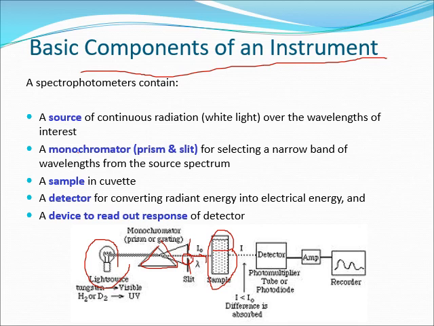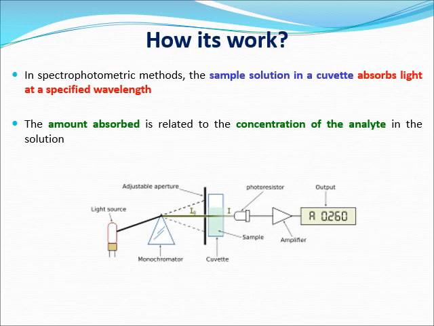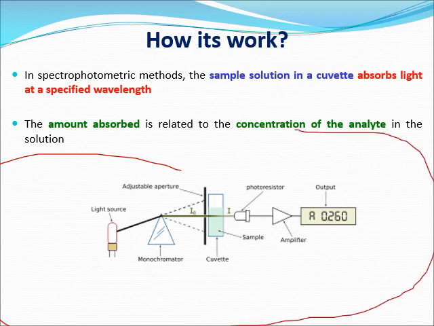And then there is the sample that you put in the cuvette. Then the machine has a detector, to convert radiant light energy into electrical energy. So it will detect the concentration of your samples and then record the value. How does this spectrophotometer work? The sample solution inside the cuvette will absorb the light that comes out from the prism and passes through the slit. The slit has only a small opening. So the light passes through the slit, then goes through the cuvette, your solution inside the cuvette. Then the sample will absorb the light.